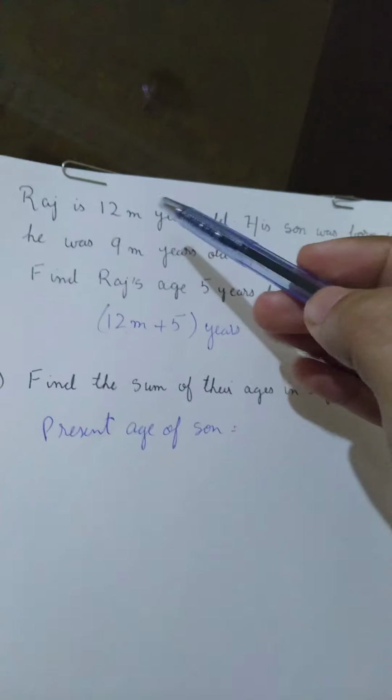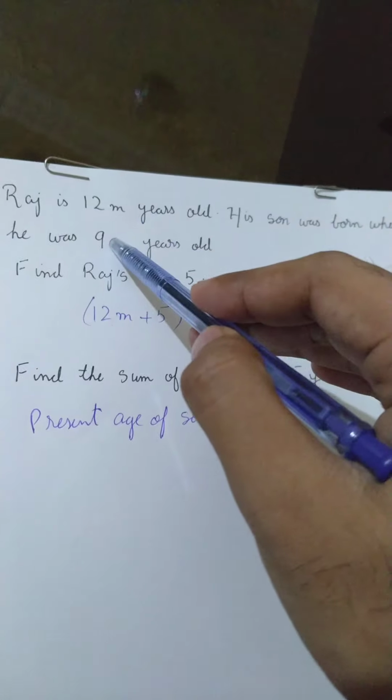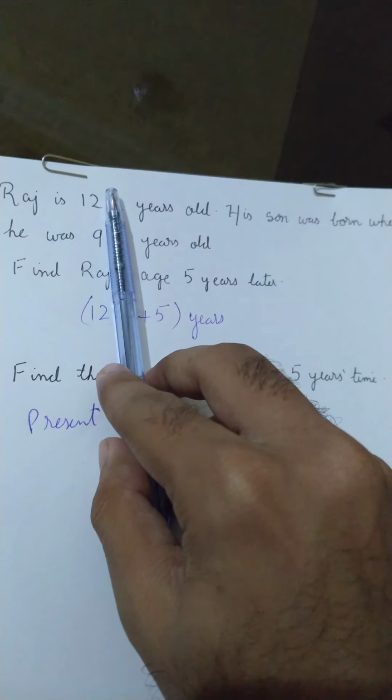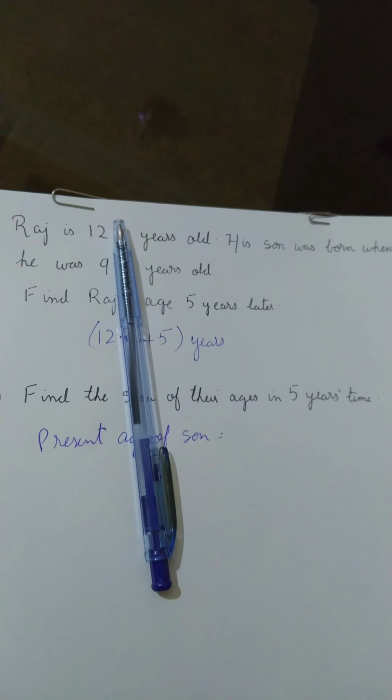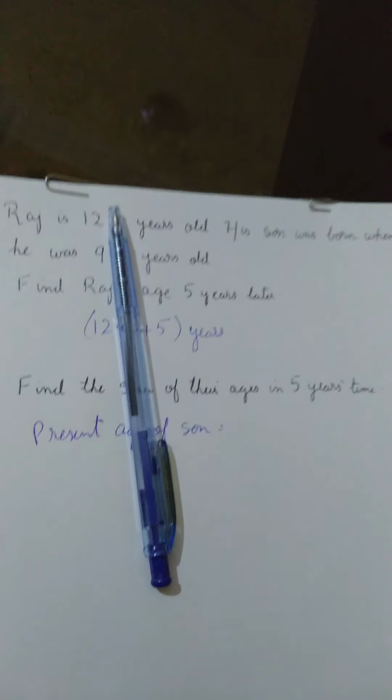Just to understand, remove this M for right now. Just remove these Ms and read the question. Raj is 12 years old. His son was born when he was 9 years old. So how old would the son be right now?